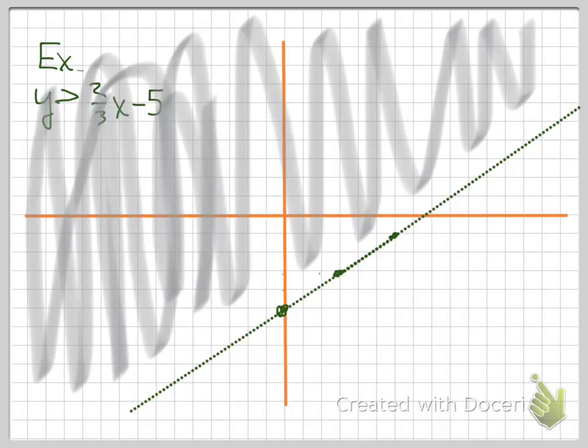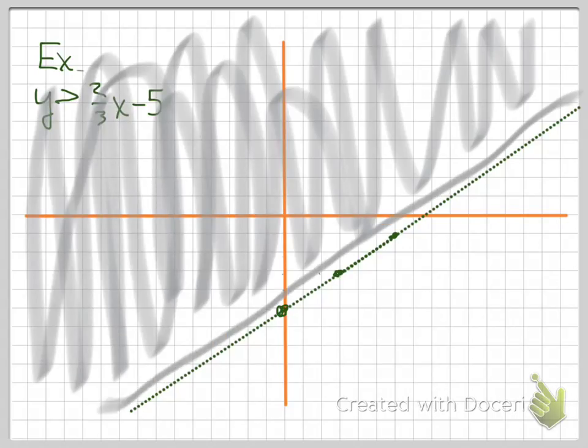Now what that tells me is that any point in this shaded area would give you an answer that would give you greater than, like the left side would be greater than the right side. So if you took a point, let's say -3 and +1, well you put that in there: 1 is greater than 2/3 of -3 minus 5, and what you're going to get is 1 is greater than -7, which is true. So you know that point works.